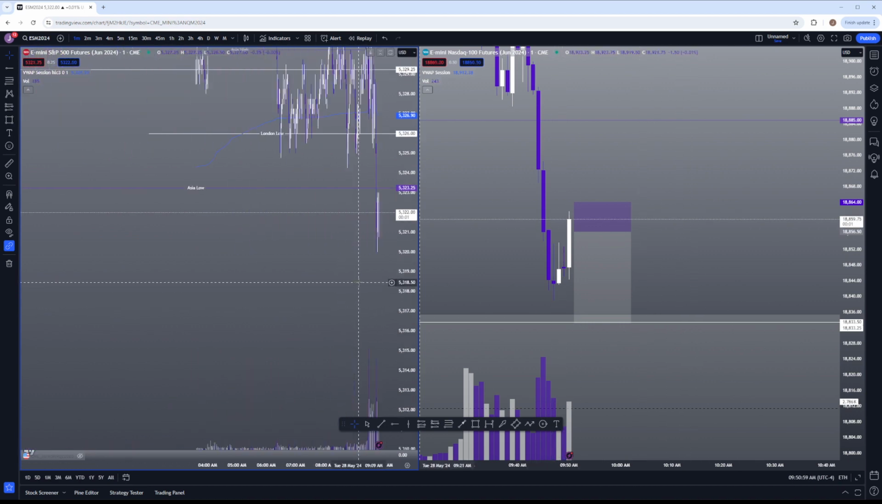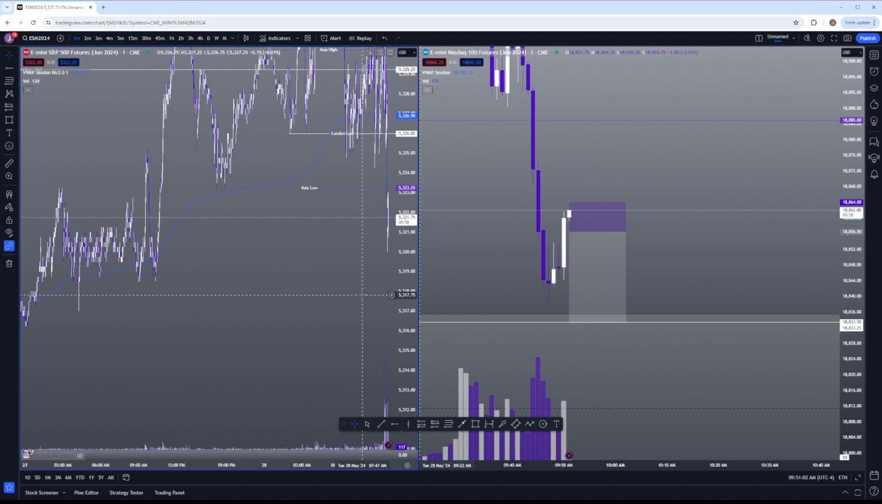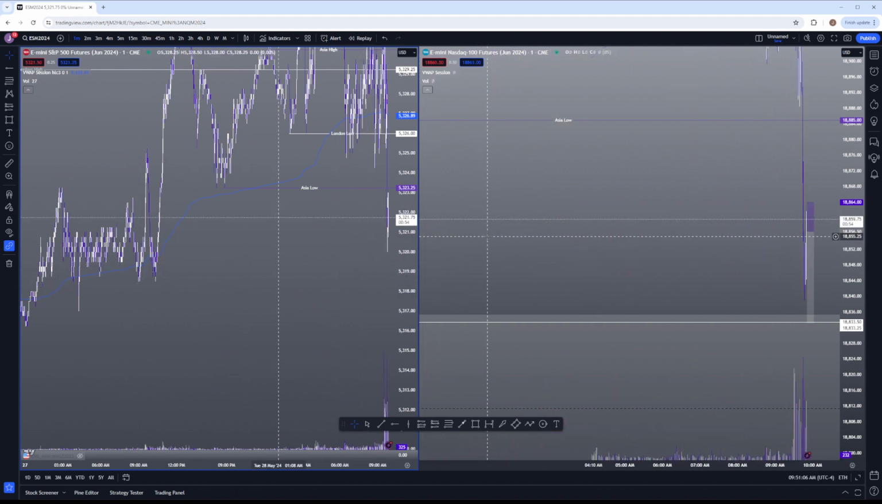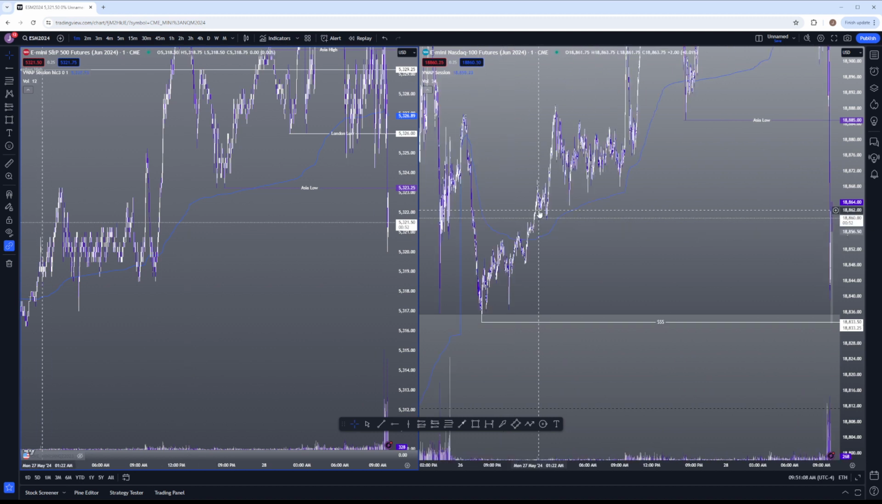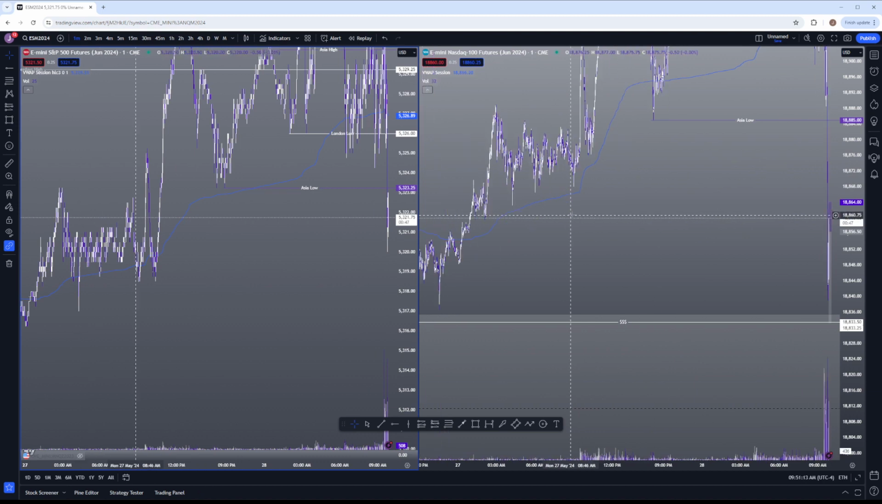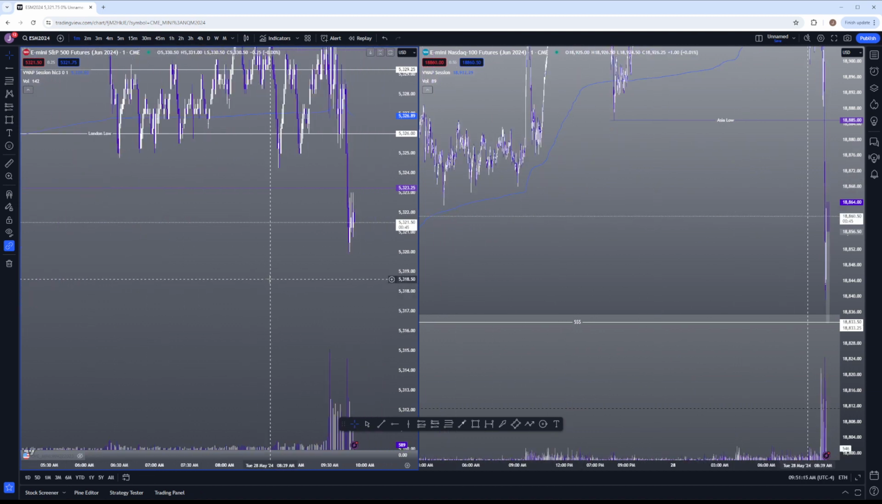We do have a lot of SMT at the lows. Obviously, ES has not even targeted these lows down here, while NQ has swept them completely. All right, we can see these lows here. That's the same level that we've taken out on NQ. ES has not taken those out yet.